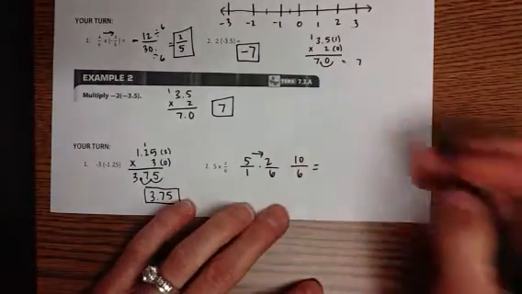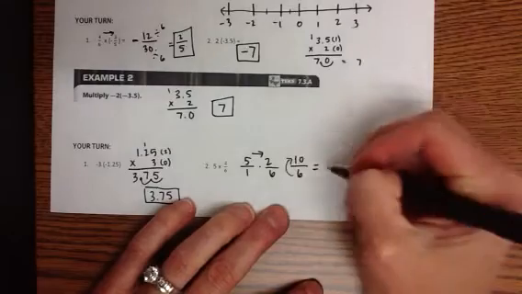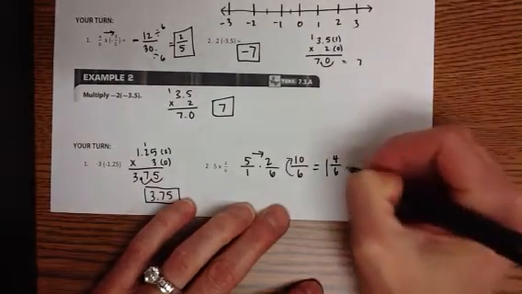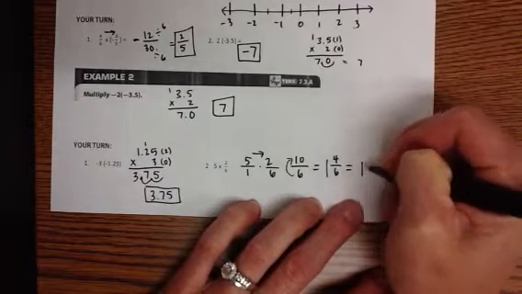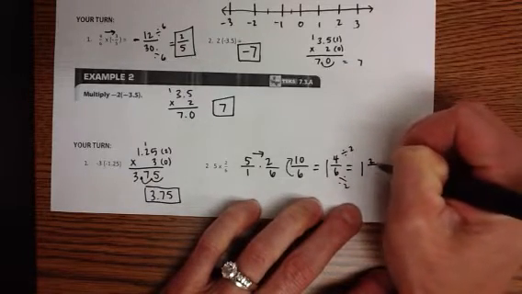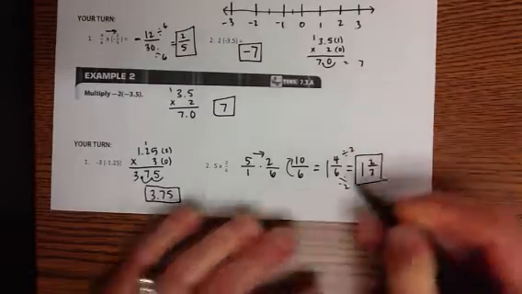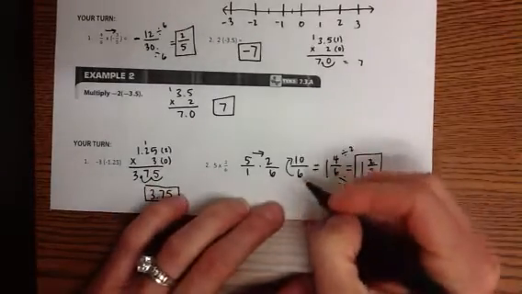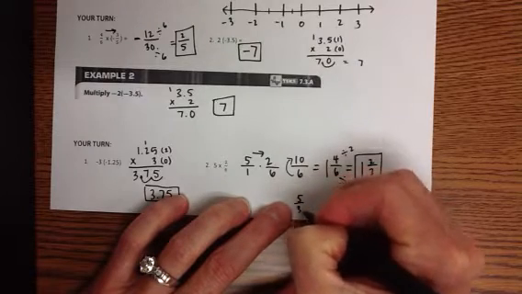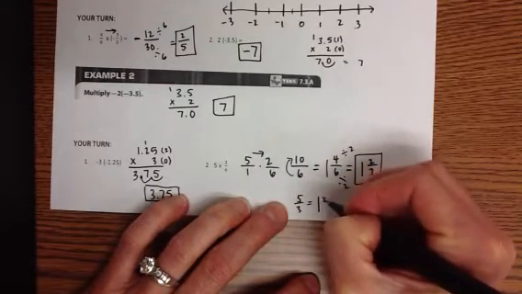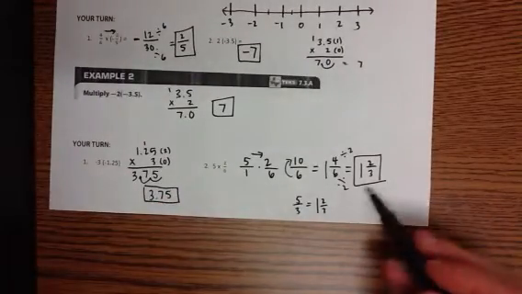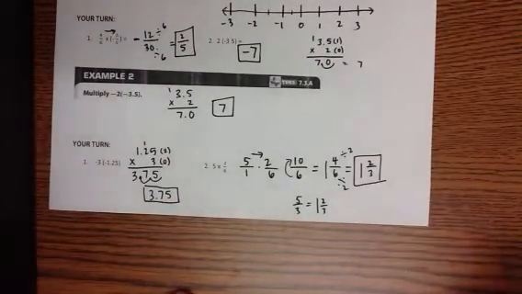Then I need to simplify this. How many times does 6 go into 10? Once, with 4/6 left over. That simplifies, divide by 2, to 1 2/3. You could have simplified the 10/6 by dividing by 2 and gotten 5/3, and that would have also made 1 2/3. Either way you do it is fine, just as long as you get the simplified answer as 1 2/3.